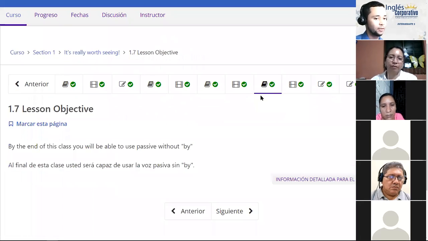That's the lesson objective. And by the end of this class, or the end of this section right now, you will be able to use the passive without by. It's the same thing, okay? The difference is that this time you don't use by. And that's exactly what we're going to see right here.